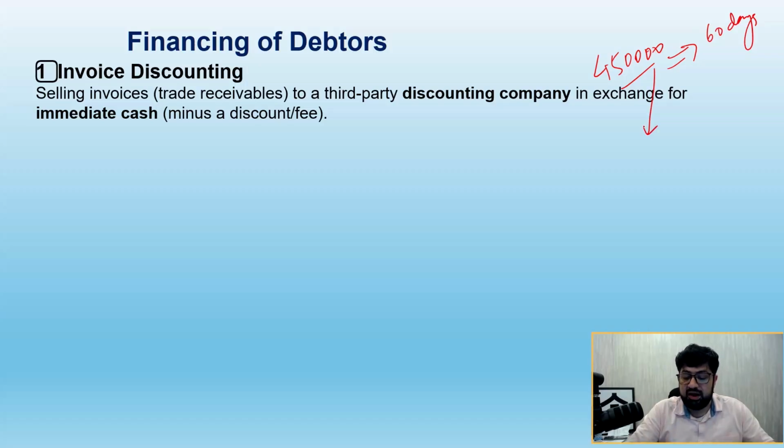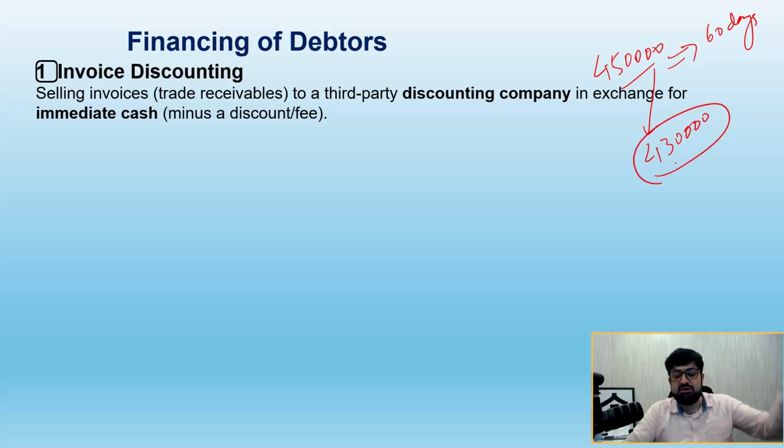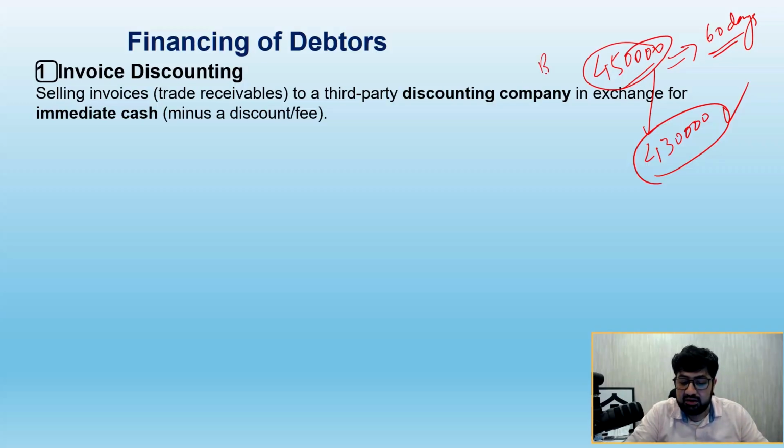So the company goes to the bank and asks the bank, these are the invoices of my debtors, you give me money today. For example, they decide an amount of 430,000. So the bank pays this amount to the company today. After 60 days, the company will collect. Who will collect? The company which is borrowing money. They will collect 450,000 and this amount will be paid to the bank.